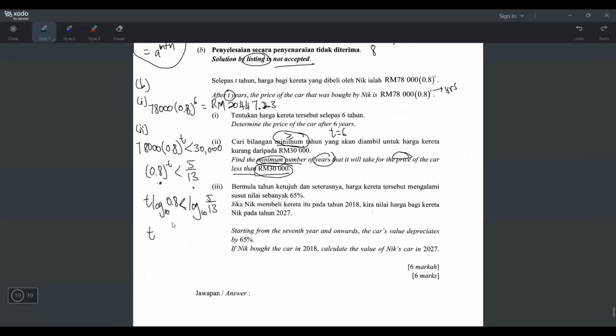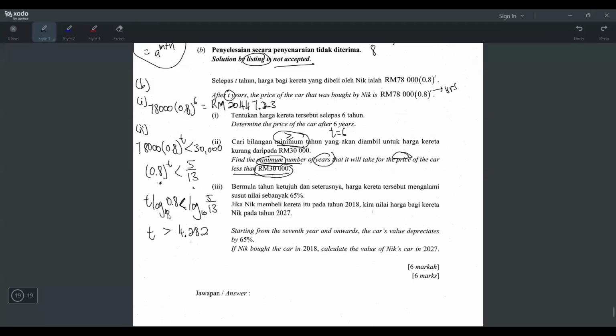Okay, so now T, you can find it. Just press log 5/13 divide log 0.8. If you press this, you will get 4.282. Okay, now you have to be careful. This smaller, you have to change to bigger. Yeah, why suddenly this smaller have to flip terbalik jadi bigger? It's because you divide negative number. When you take this value, divide with negative number, you have to terbalikkan your symbol. Alright. So the smaller becomes bigger, right?